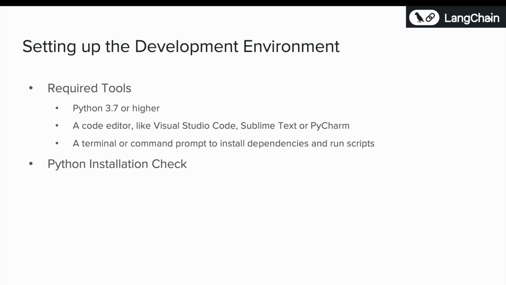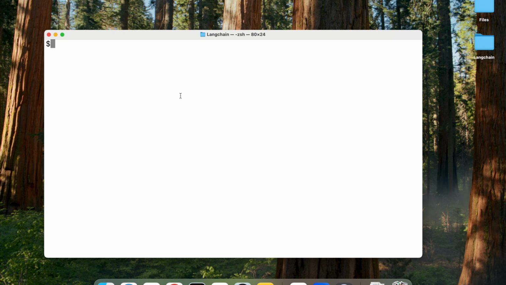First, check if Python is installed on your system. Open your terminal and type the command python --version. I'm going to do the same thing here just to show you. Open command prompt and say python --version, and it says I have Python 3.12.7, which is compatible with what we need, so that's good. Now if you see a version number above 3.7, you're good to go. Otherwise, download and install the latest version of Python from python.org.